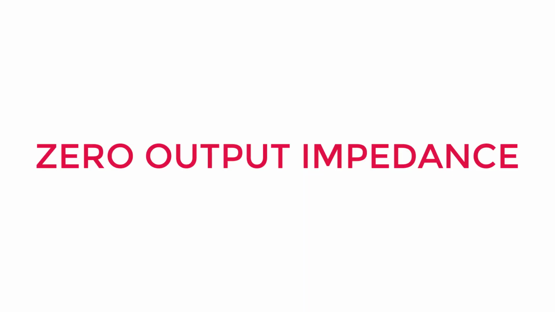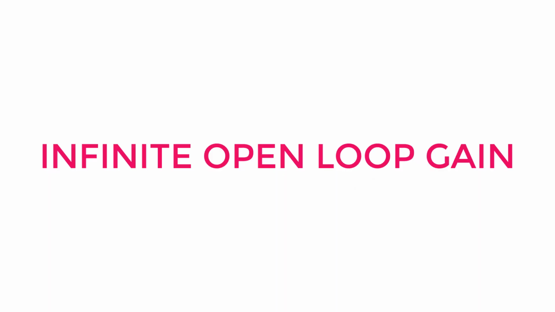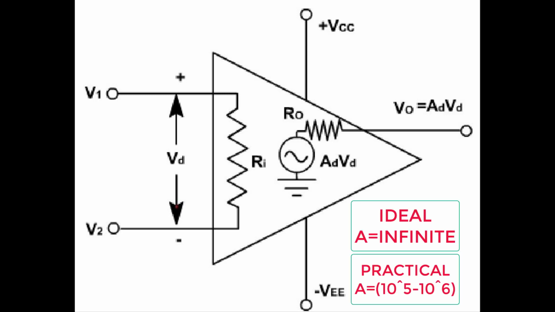Zero output impedance. In the above figure, Ro is the output impedance, whose value must be zero in the ideal case. Although the output impedance cannot be zero in the practical case, we can minimize it, so that we can get the maximum voltage across the load connected to the output terminal. Infinite open loop gain. The open loop gain is the internal gain of the operational amplifier without any external feedback. The open loop gain of an op-amp must be infinite ideally. In the practical case it ranges from 10 to the power 5 to 10 to the power 6.